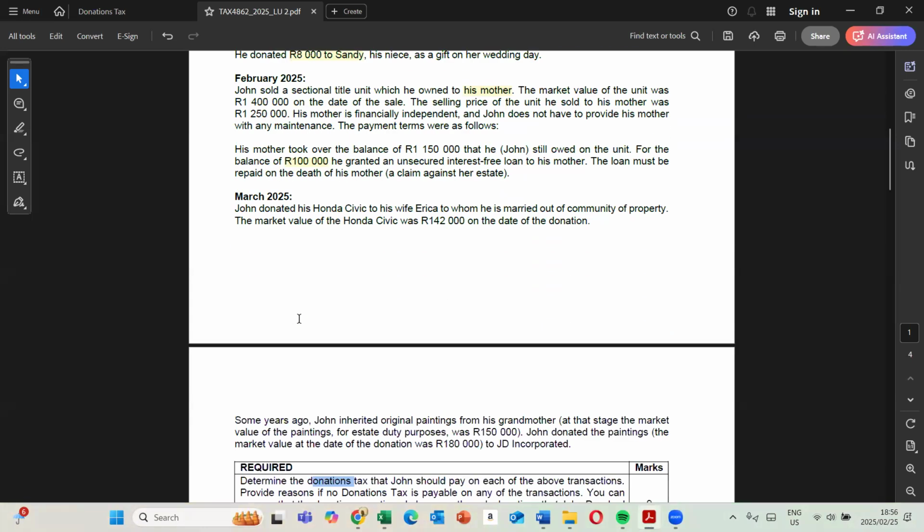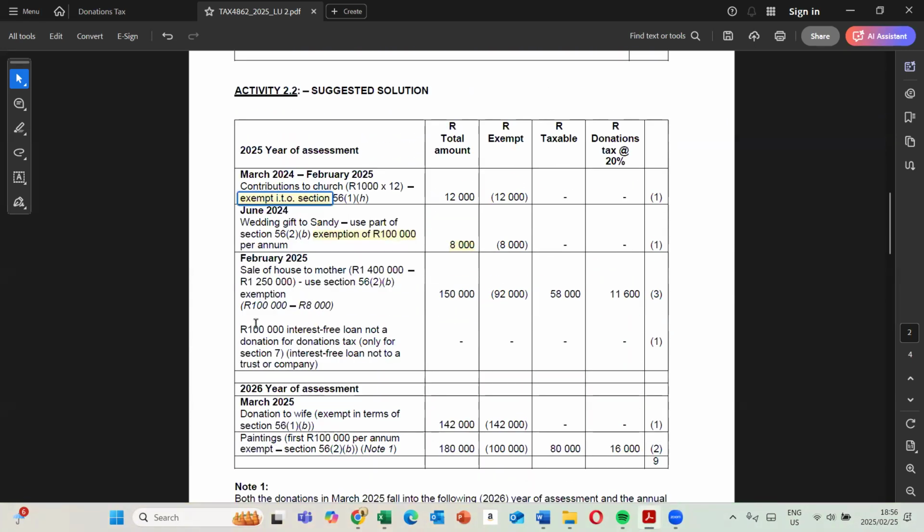So in terms of this, what do we have? A 100,000 interest-free loan, not a donation. For donations tax, only for Section 7, an interest-free loan is not to a trust or a company. So in regards to this, do you see there's a mark? What are you supposed to know? You're just supposed to explain that the 100,000 is not a donation. Only an interest-free loan or a loan at a lower interest rate given to a trust is subject to donations tax.